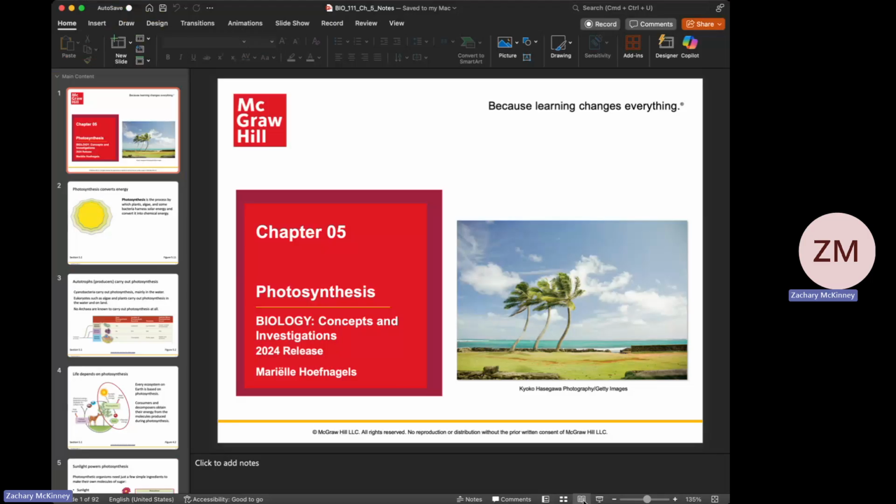And if you remember from chapter 4, by having this barrier, you can start to create concentration gradients, and concentration gradients can be harnessed to make energy. So we're going to see that in the next part.